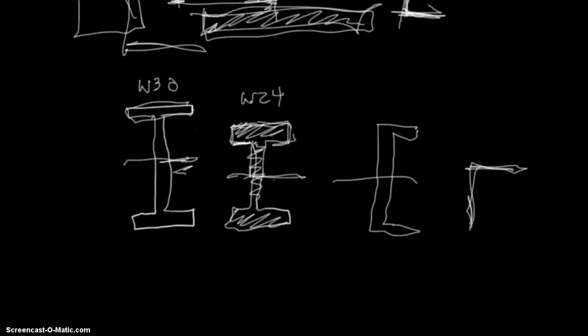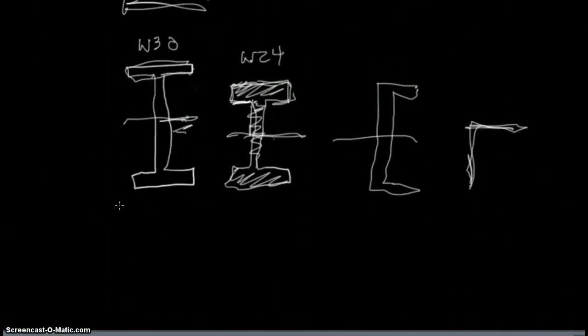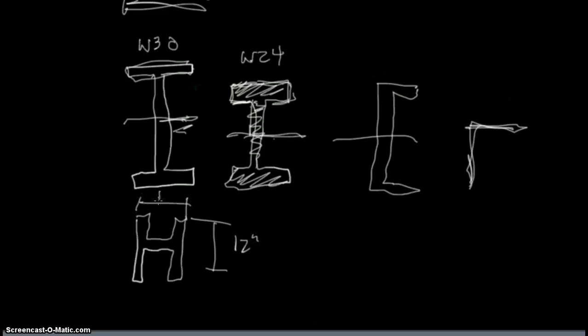You also will see like the HP sections, which are typically more square. They kind of look like this, and let's say a typical one, this will be 12 inches, and this will be 12 inches. Those you won't use for moment type resistance, because it's not set up for that. Stuff with a long web is better because it gets you further away from that neutral axis. This is used for columns and whatnot.